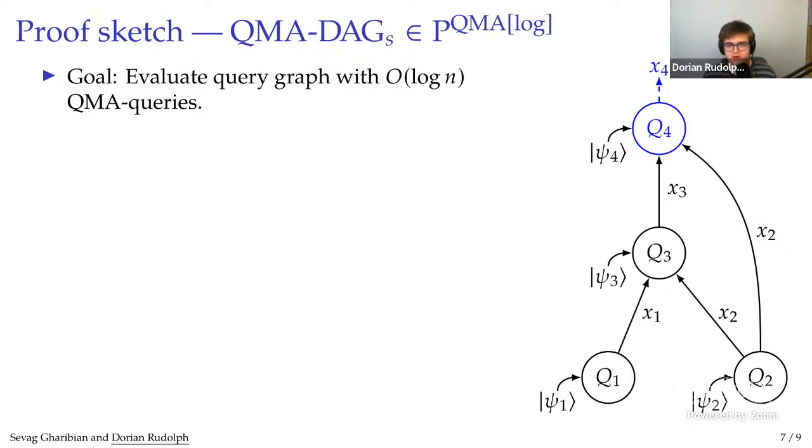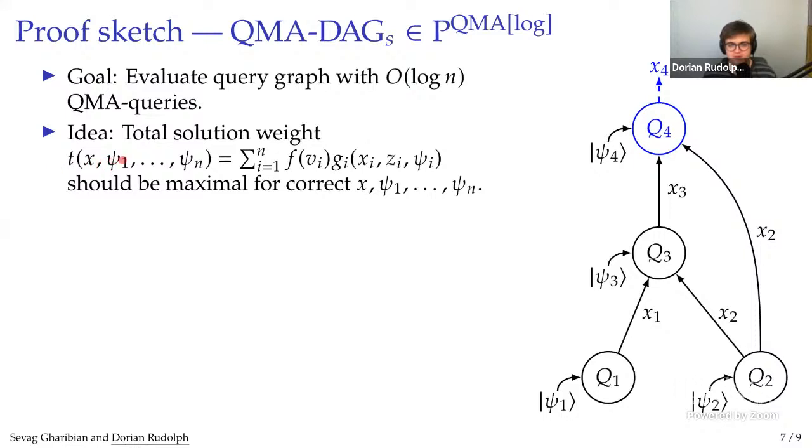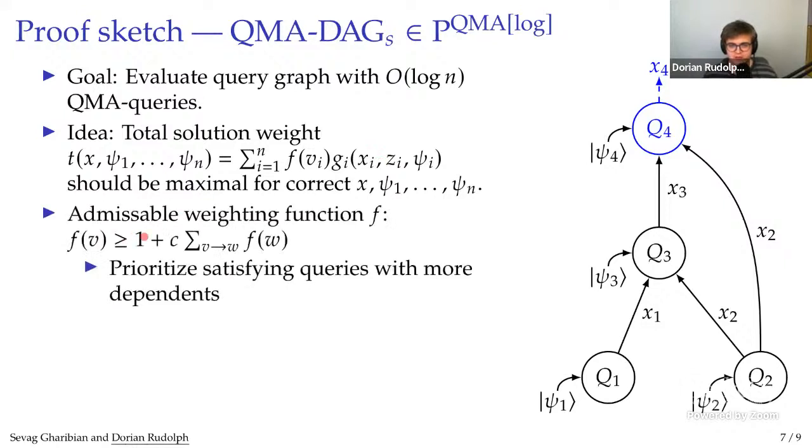The idea now is to define a total solution weight function T on the string of query answers X and proofs psi1 to psi(n). The functions Gi enforce a correct proof and a query string bit Xi. F of Vi is a weighting function that prioritizes correct answers to queries with more dependence. For example, Q1 in this example has a higher priority than Q3. We say a weighting function is admissible if f of v is at least 1 plus c times the weight on all outgoing neighbors for some constant c.